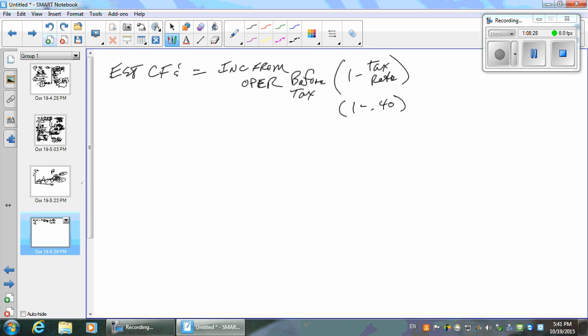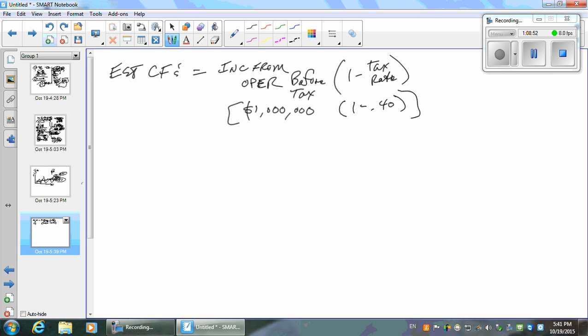Okay, so let's say that my income from operations before tax is $1 million a year. I've got $1 million here. What do I have so far? I got 1 million times 60%, right? Because the government's going to take 40% of my million. Everybody good?